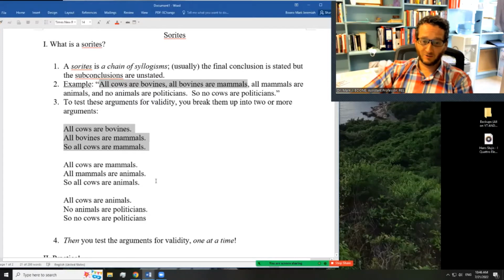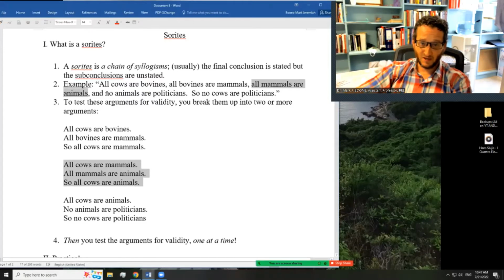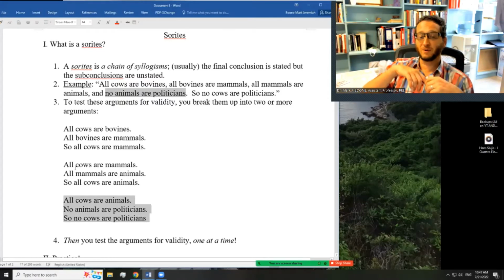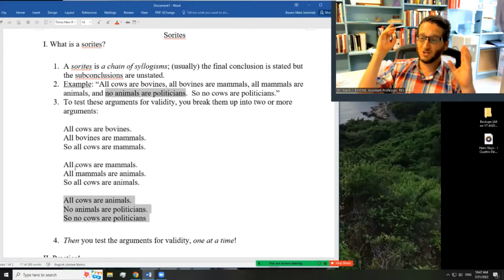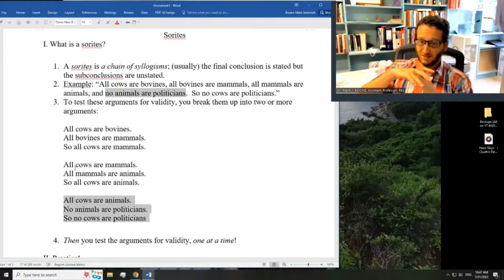Next, all cows are mammals, all mammals are animals, so all cows are animals. Importing the subconclusion from the first syllogism, and then adding one more premise. Now, no animals are politicians, and borrowing our subconclusion from the second syllogism, all cows are animals, therefore no cows are politicians. That's the final syllogism, giving us the final conclusion, no cows are politicians. We would check each of these for validity, I'm afraid, one at a time, in order to test the argument for validity.